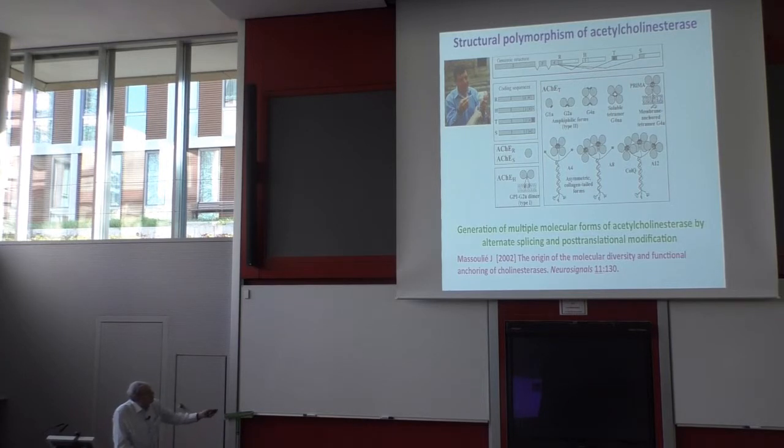These forms, the tetramers of the collagen tail and the one with the transmembrane polypeptide, use an anchoring device which is not used by any other protein, as far as we know, that has ever been found. It's specially designed to anchor acetylcholinesterase correctly, either in the periphery or in the CNS. And the way it does this is shown in the next slide.